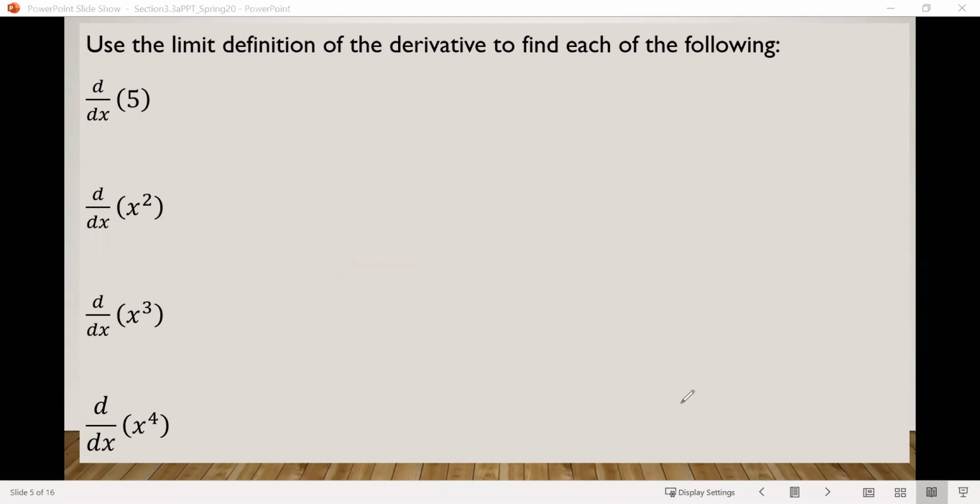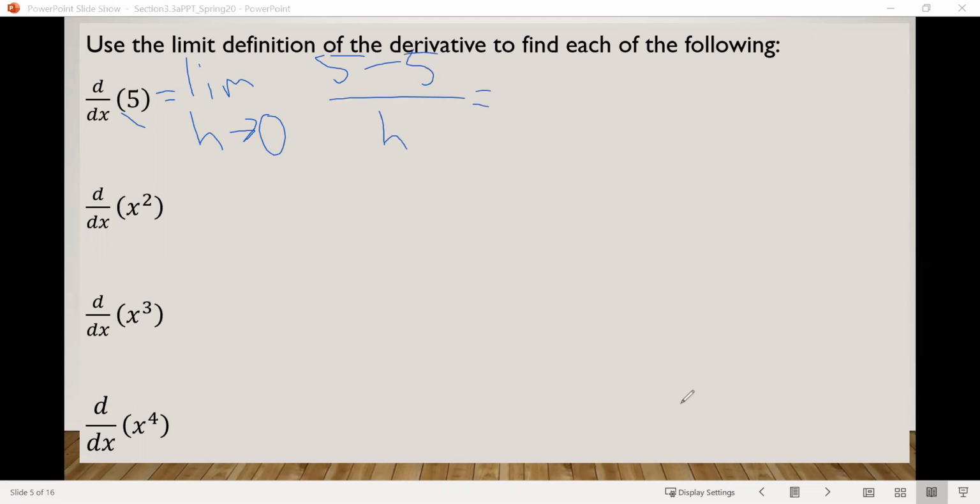For the first one, we're finding the derivative of 5, which is a constant function. That means regardless of what we plug into that function, we get 5 as our output. So with the limit as h approaches 0, if we plug x plus h into this function, what do we get as our output? We see that it would be 5, because regardless of what we put in, we get an output of 5. Minus, then we can also put in just x, and again we just get 5, because it's a constant function.